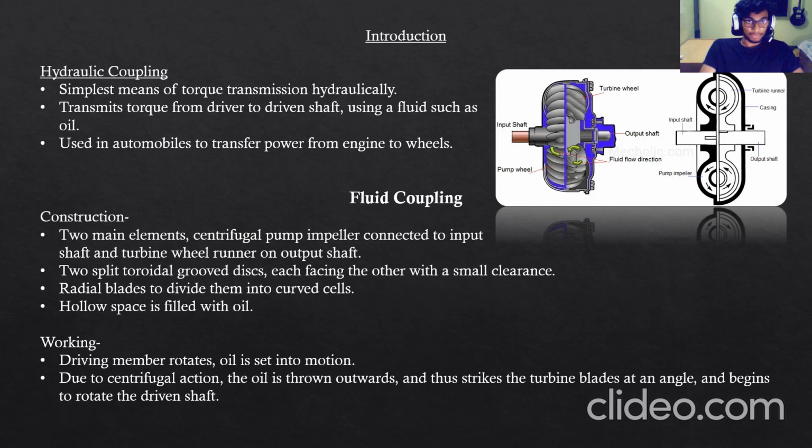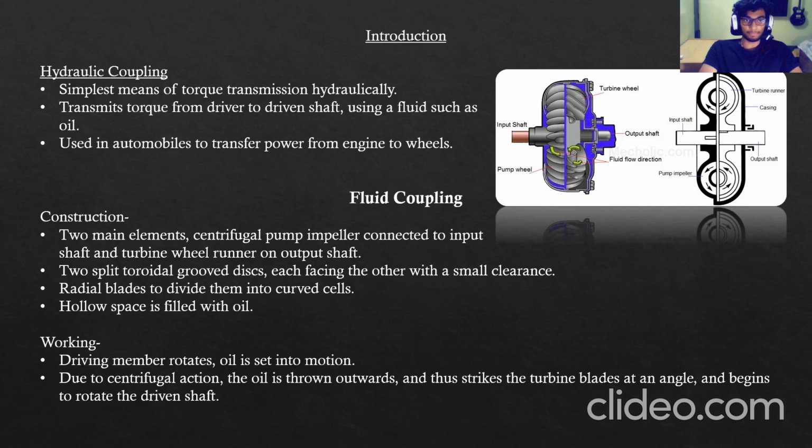Now, to begin with, I would like to start off with an introduction to hydraulic coupling, which is also called fluid coupling. So hydraulic coupling is basically a means of transmitting torque hydraulically. You have two shafts, the input shaft and the output shaft, which are also called the driver and the driven shaft. Basically, you're transferring torque from the input to the output shaft without any mechanical connection, only by using a fluid such as oil. It is used in many different applications, but in automobiles, it is used for the transfer of power from the engine to the wheels.